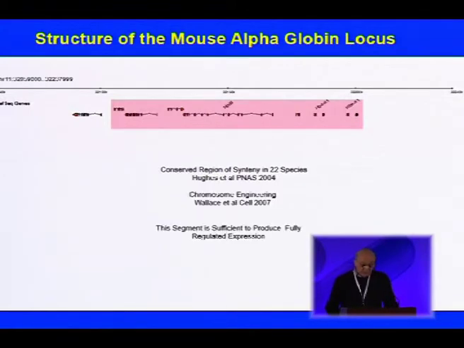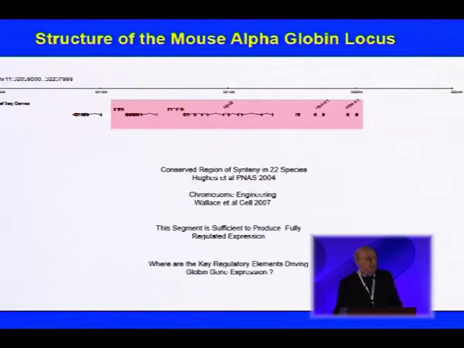And so this was an experiment that we did a few years ago where we used chromosome engineering to replace that segment and put it anywhere we like in the genome, and it works perfectly well. And that segment's sufficient to produce fully regulated gene expression.